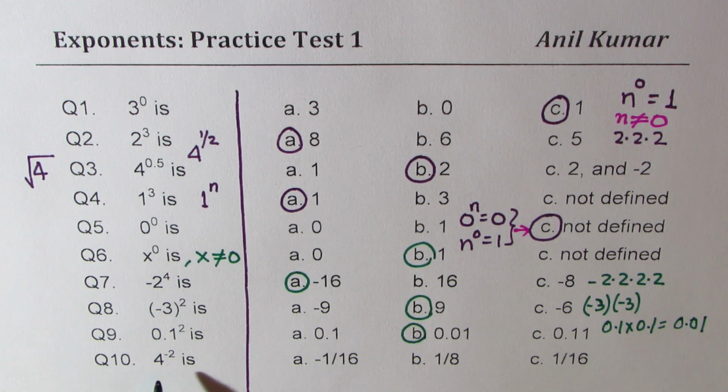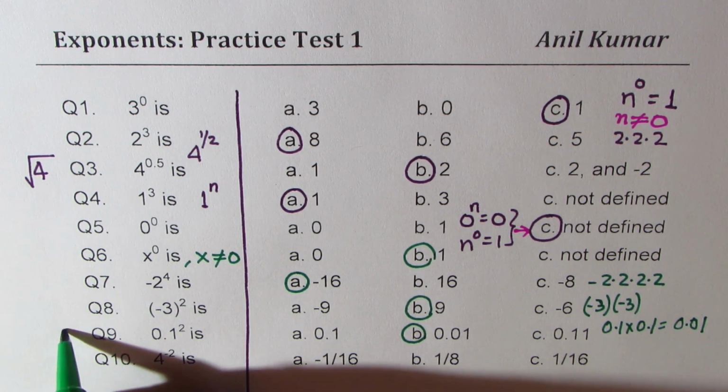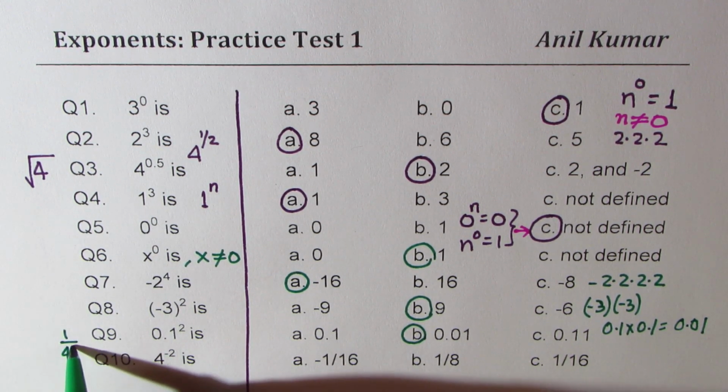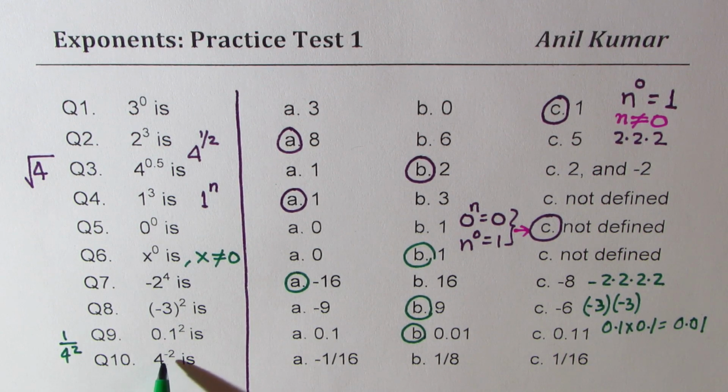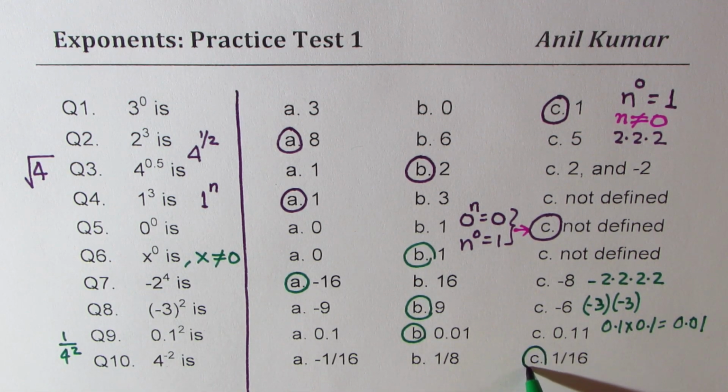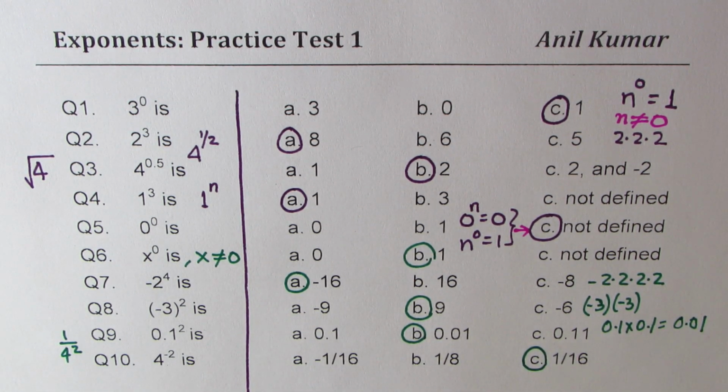The last one here is 4 to the power of minus 2. Well, in the next series, we'll take up negative powers and rational powers. 4 to the power of minus 2. Minus means reciprocal. So we'll write this as 1 over 4 square. That minus makes it reciprocal. Okay, so that gives you 1 over 16 as your answer. So you get option C as the right option.